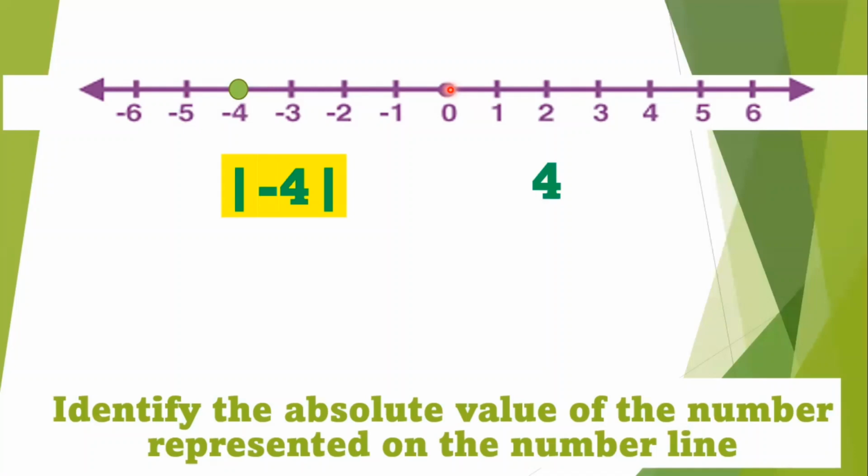Next, we have the orange dot plotted on positive 2. So, ibig sabihin, we're going to find the absolute value of positive 2. So, paano yun? We're just going to count from 0, 1, 2. So, the answer is 2.